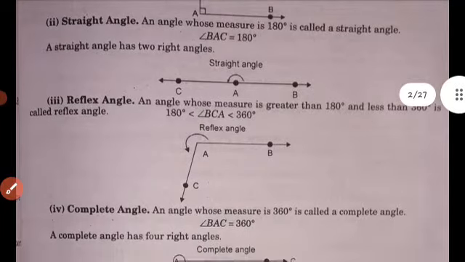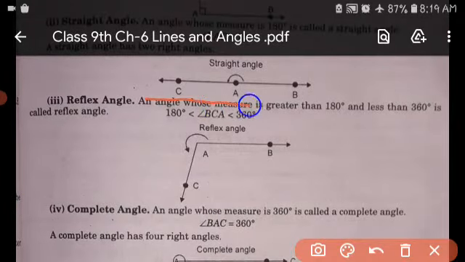Reflex angle. An angle whose measure is greater than 180 degrees and less than 360 degrees is called a reflex angle. Complete angle. An angle whose measure is 360 degrees is called a complete angle.